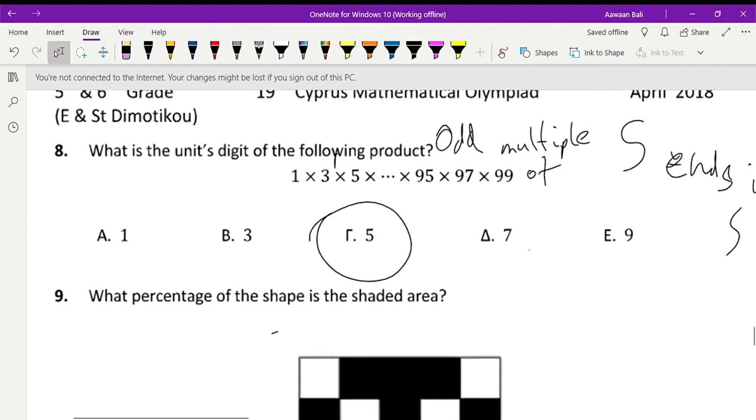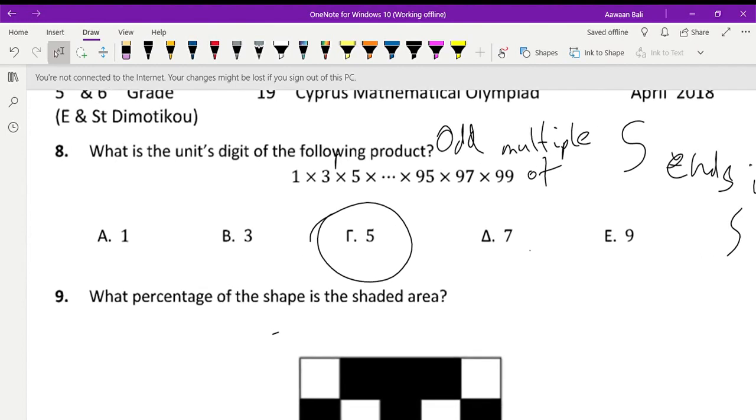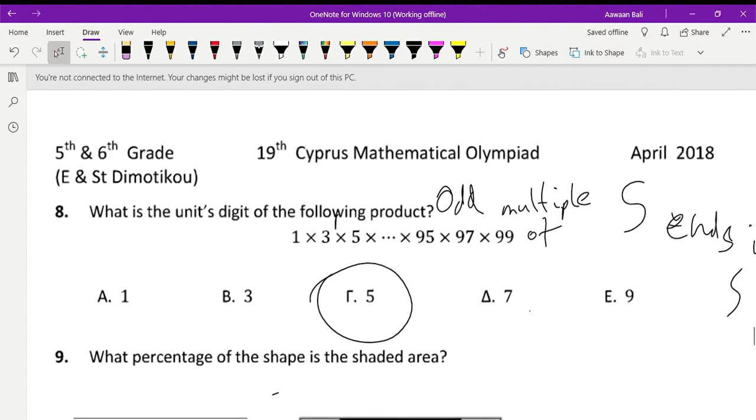So basically after 15 you got odd numbers, so that means that it'll have to be an odd number every single time, which means it won't diverge into anything else but 5. The unit digit won't diverge into anything else but 5, so the answer would be gamma, 5.